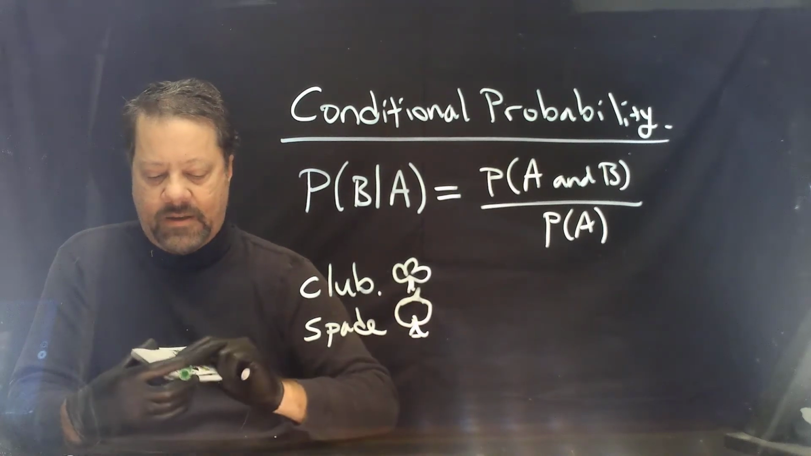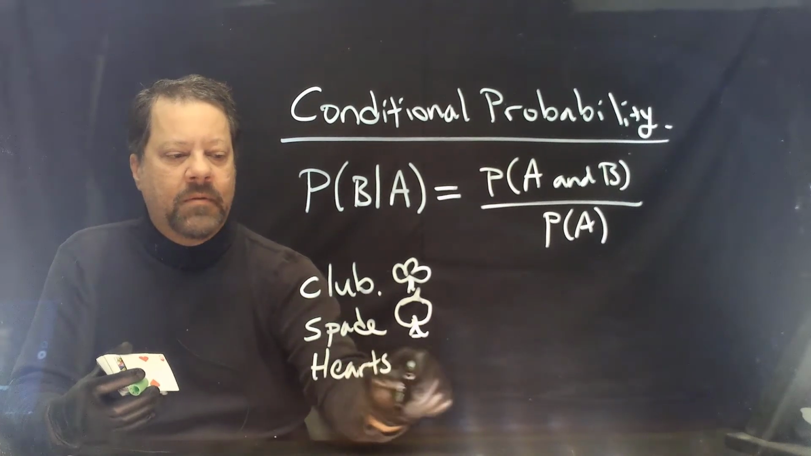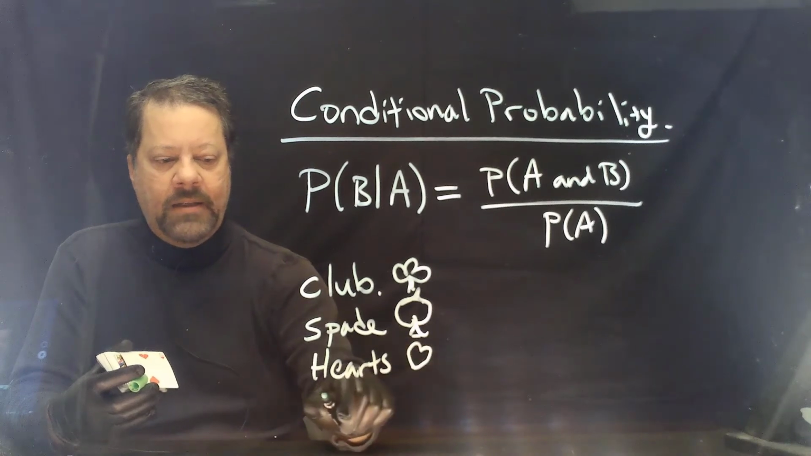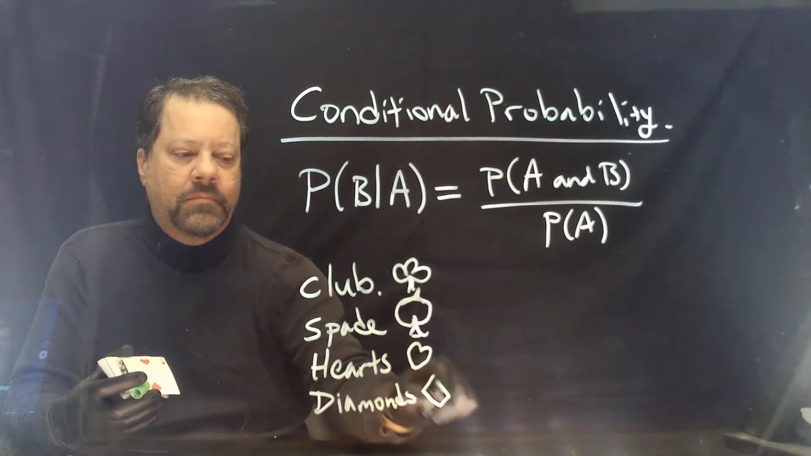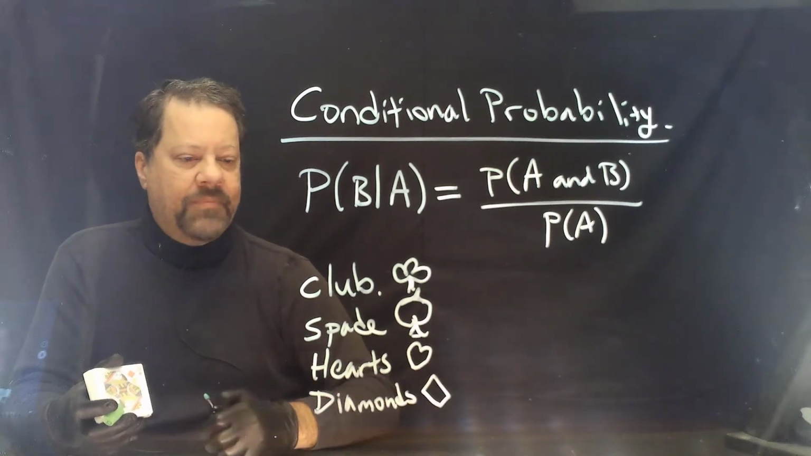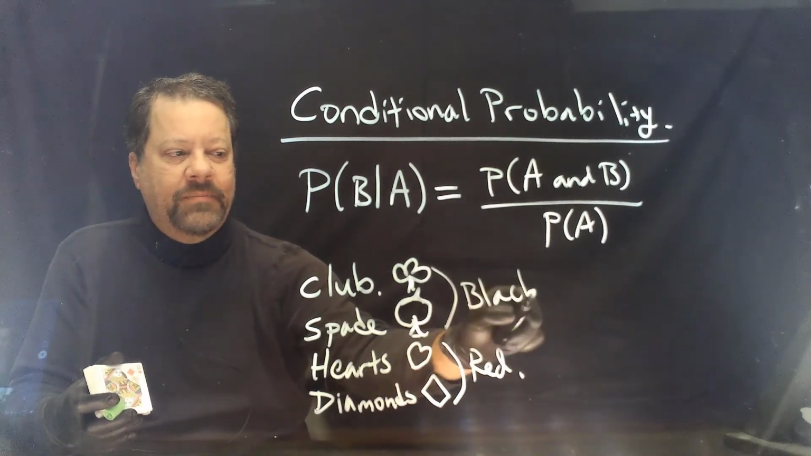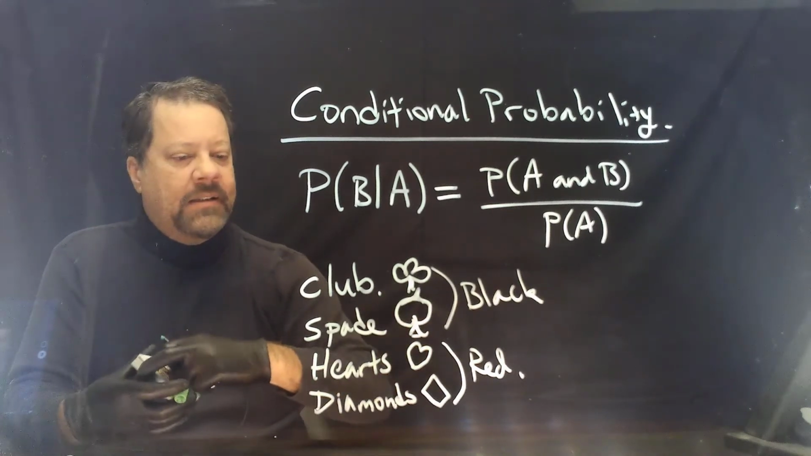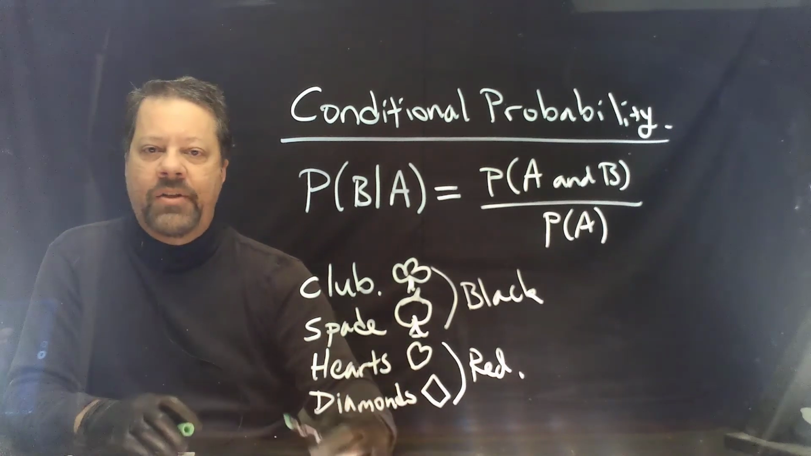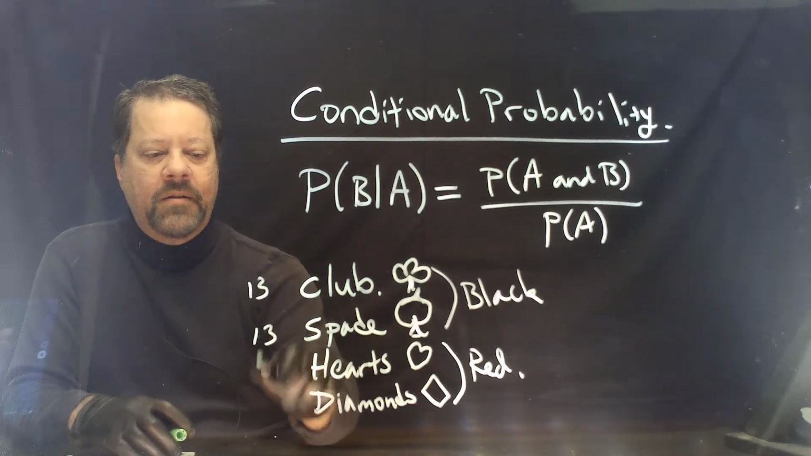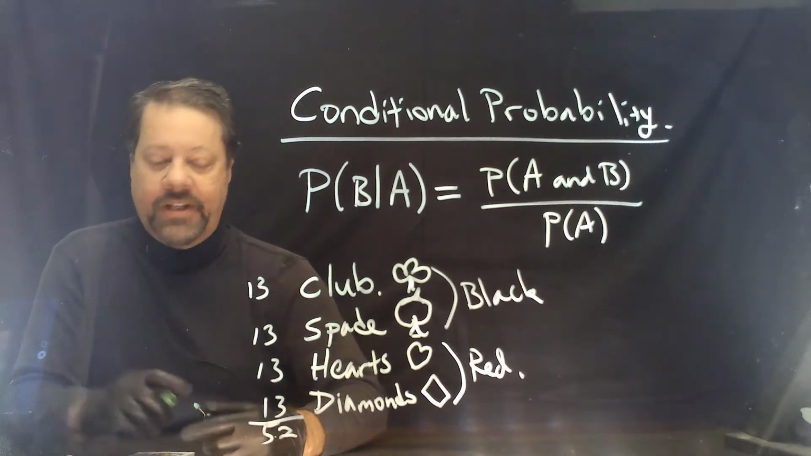And then there are hearts and diamonds. These are red and these are black. The clubs and the spades are black. The hearts and the diamonds are red. These are called suits. Each suit has 13 cards, for a total of 52 cards in the deck if you take the jokers out.